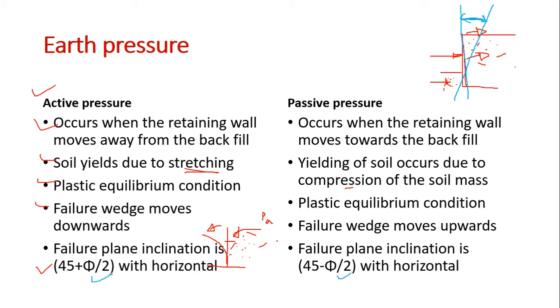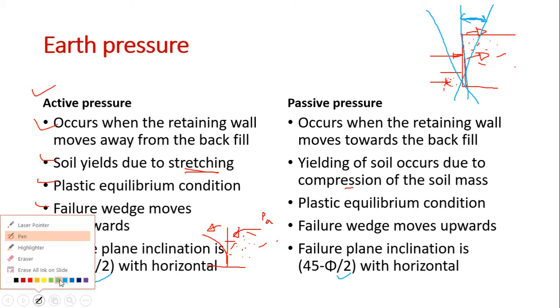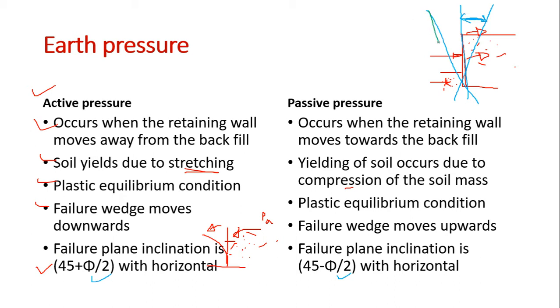You can remember it in that fashion also, because 45 plus phi by 2 is the case where the wall is moving in this fashion. In active pressure, the angle is going to increase, and in the other case the angle is going to decrease. This is the original position. So this is active and this is passive. This is the brief of earth pressure.